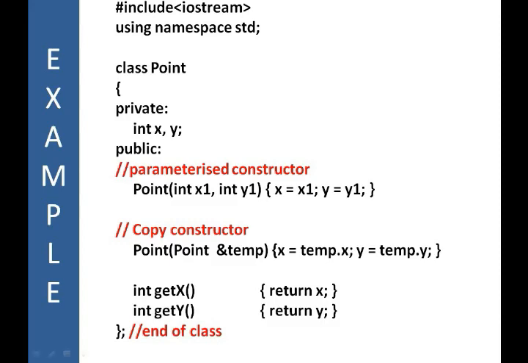Then it is int getX to return x, int getY to return y. These two functions are required here because x and y are private variables. This x and y cannot be accessed in the main program directly. So we are using other member functions to get the values of x and y in the main program. Then end of the class.